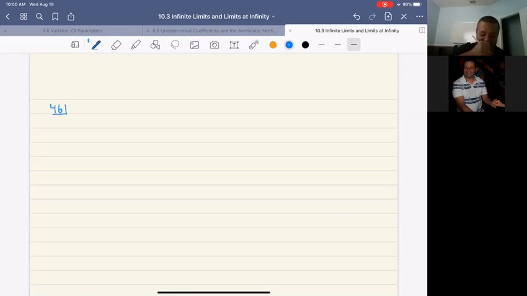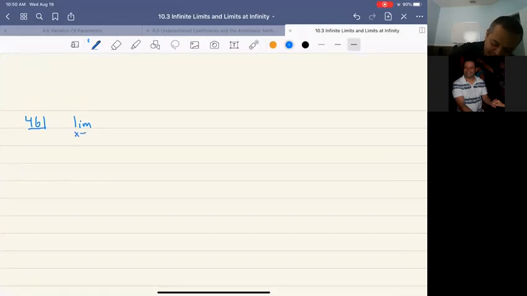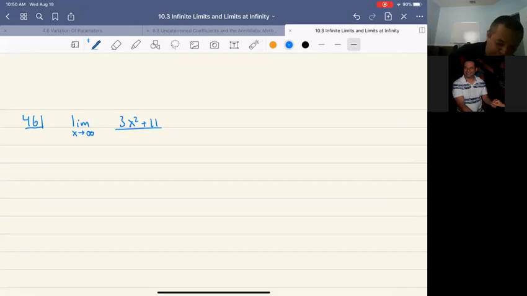So number 46 is the limit as x approaches infinity, sorry, not negative infinity, of 3x squared plus 11 over x cubed plus 2x squared plus 18.